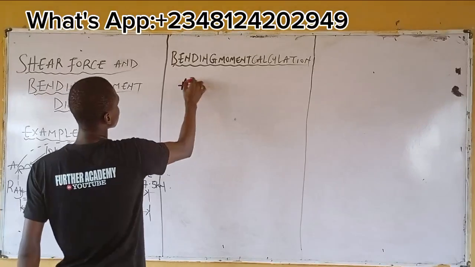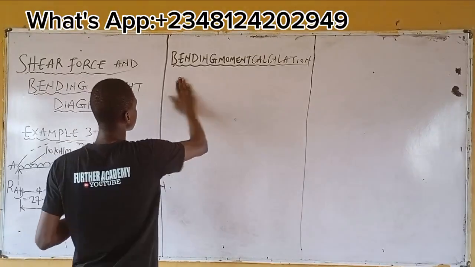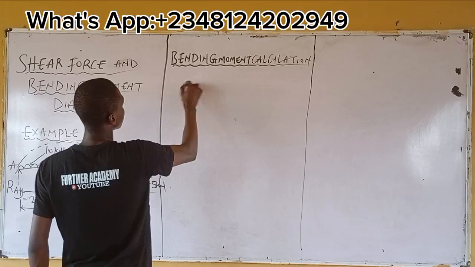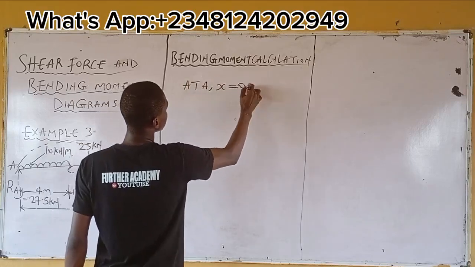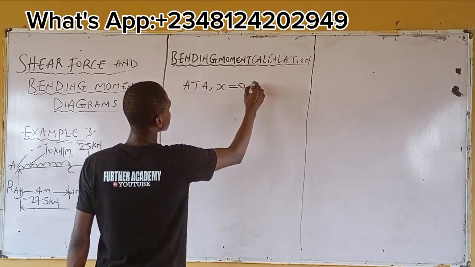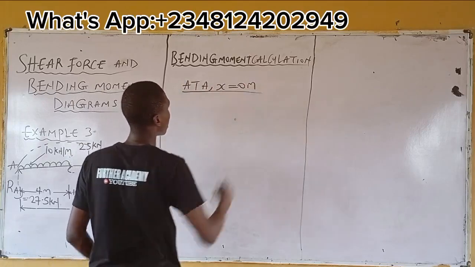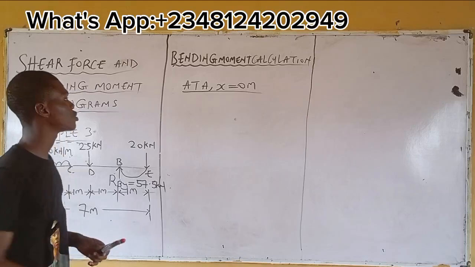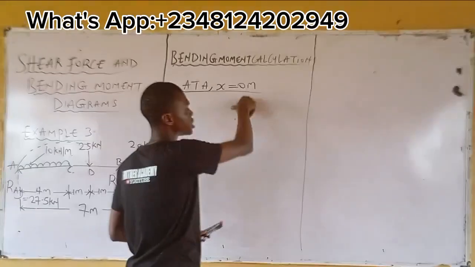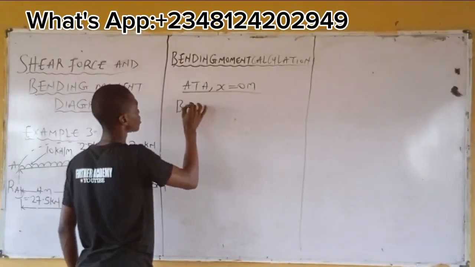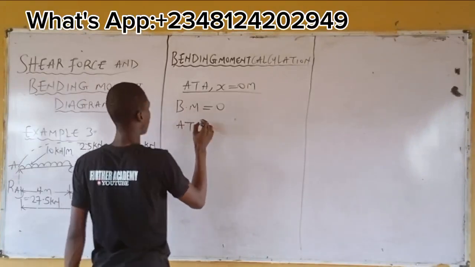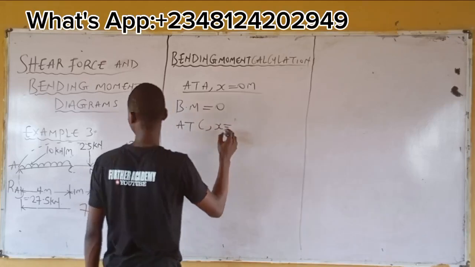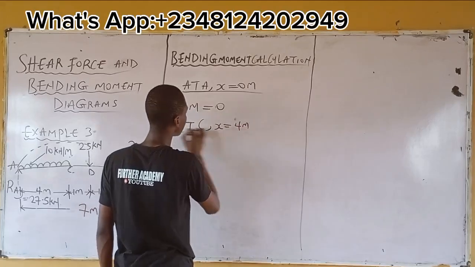The first point, just like the way you did for shear force. At A, x equals to what? 0 meter. In this case, bending moment must start with 0 and must what? End with 0. So now, your starting point, which is A, what's the value of bending moment? 0. Right? The next point at C, x is equals to what? 4 meter. What's the value of bending moment?